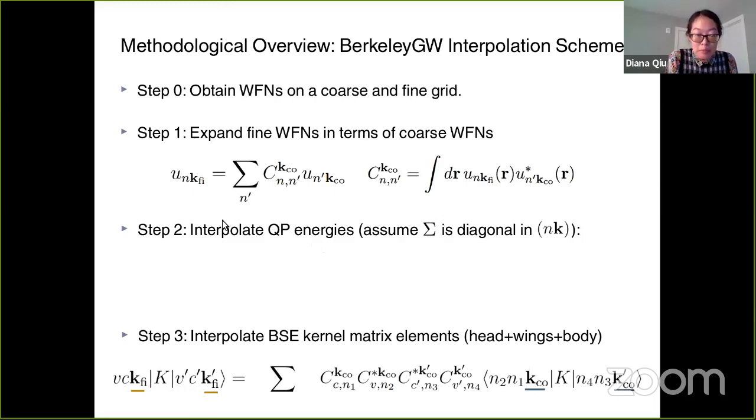But we interpolate the BSE kernel matrix elements, also using these coefficients. Essentially here, we're expanding each of these. On the right-hand side, you have the kernel matrix element in terms of the wave functions on the coarse grid. And then we multiply by these expansion coefficients so that the kernel matrix element on the left-hand side, which is on the fine grid, is equal to some linear combination of kernel matrix elements on the coarse grid.